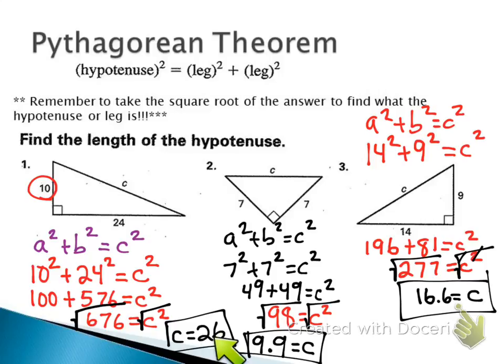Now, I think it's a really good idea to check that it makes sense. Does it make sense that 26 is the longest side if the other two are 10 and 24? Yeah. If you're coming up with like 5.6 as your hypotenuse and the other two sides are both longer than that, you made a mistake. All right, you set it up wrong. So make sure that when you're finding C, the answer you get is bigger than both of the legs, or else you got to go back and change some things.